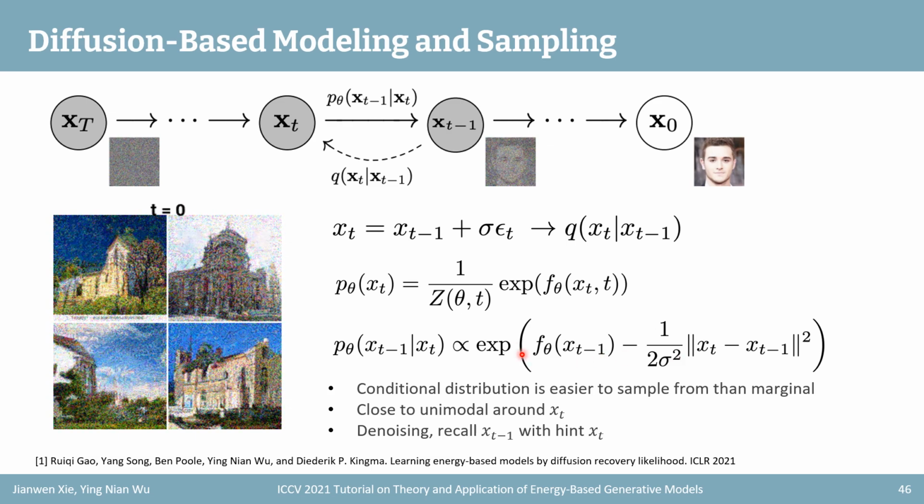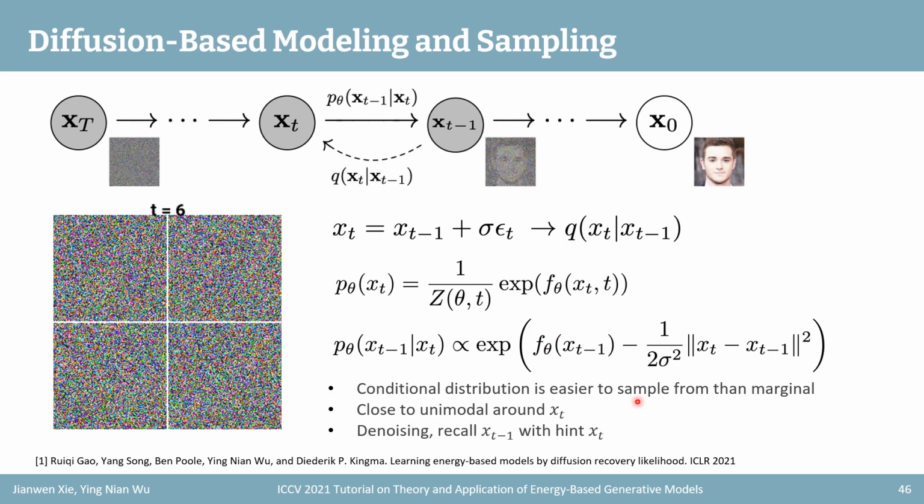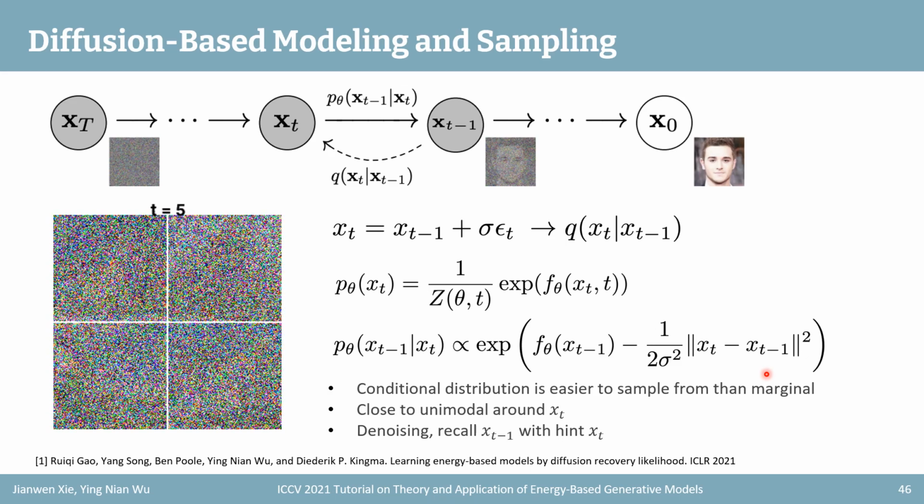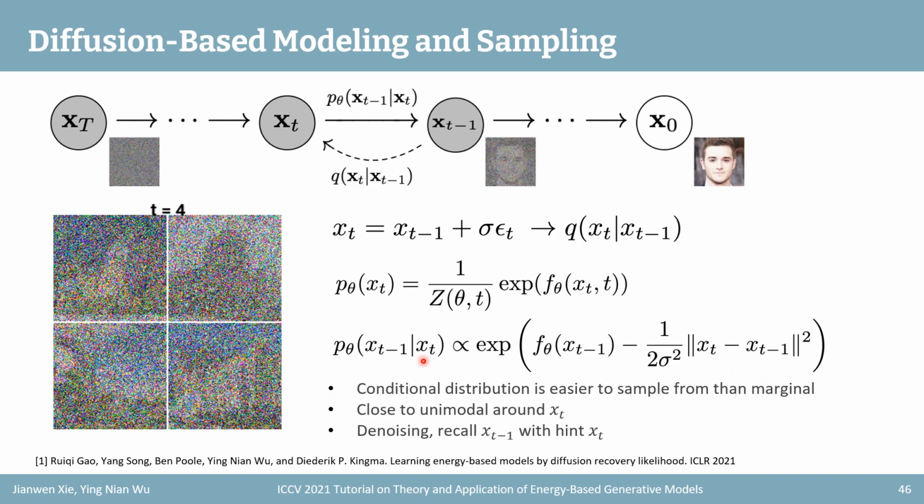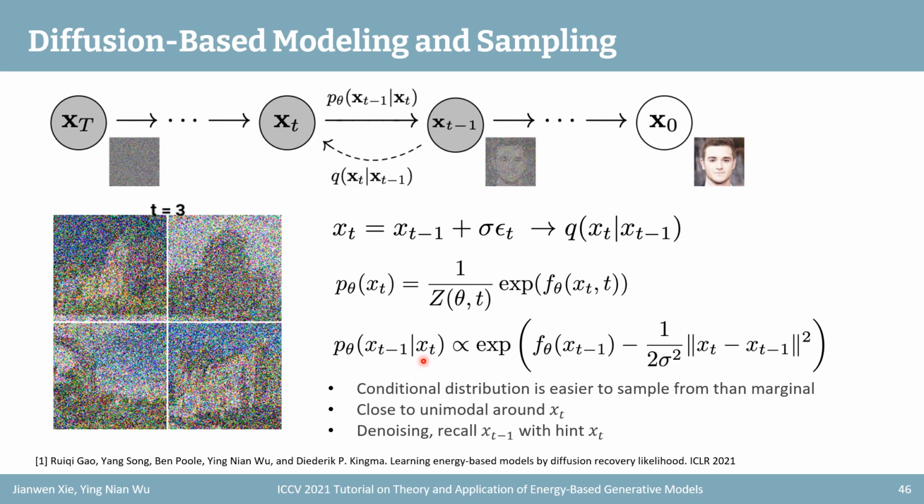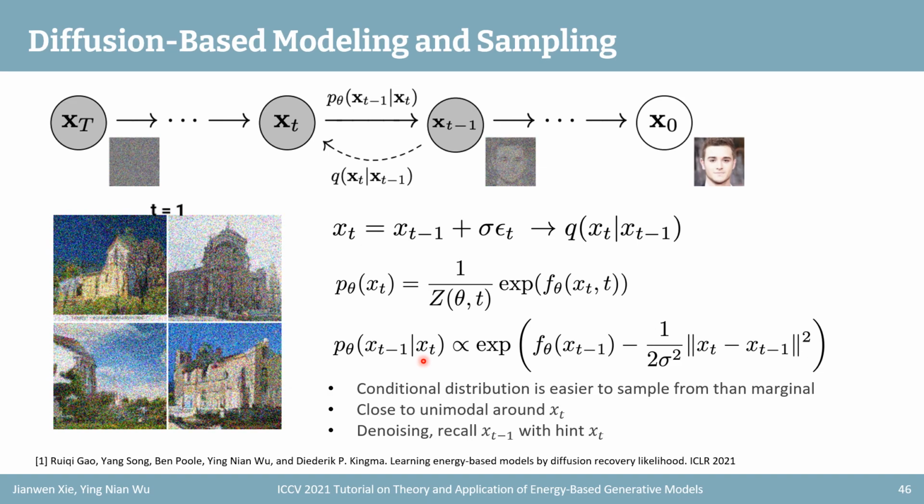So therefore, even though the original energy function may be highly multimodal, with this regularization it is actually quite close to unimodal around x_t, and the sampling becomes very easy. It is just sampling from a conditional distribution which is close to unimodal. This is actually a matter of denoising, or you can think of this as recalling x_{t-1}, where we give x_t as a hint, so that it is much easier to sample from than sampling from the marginal distribution.